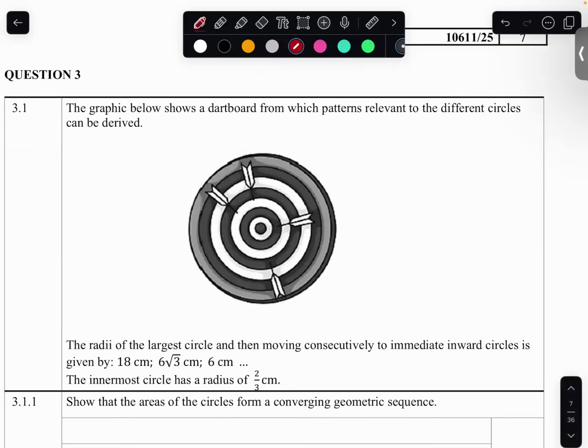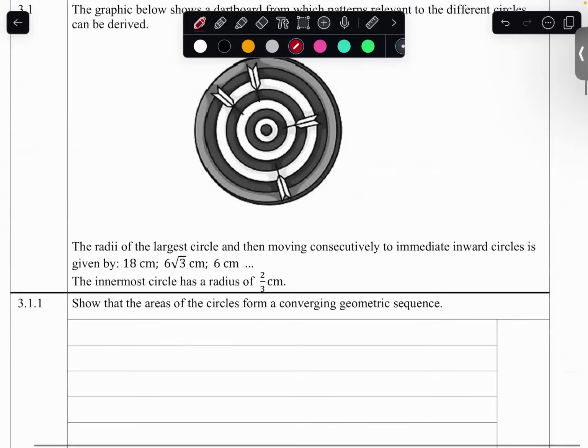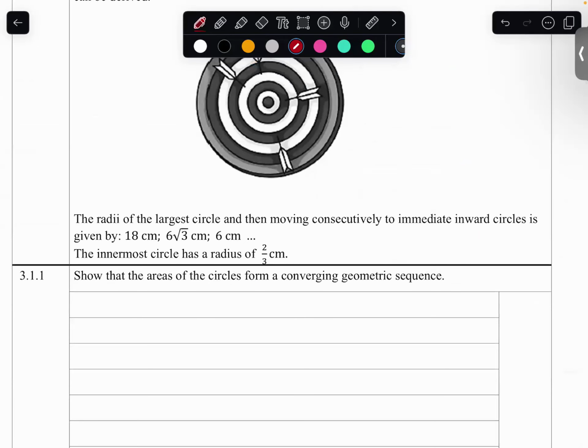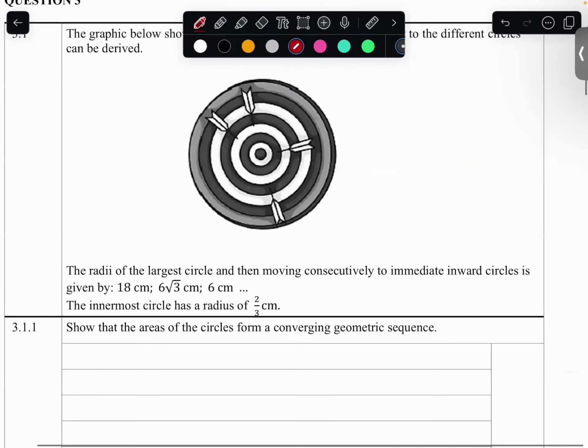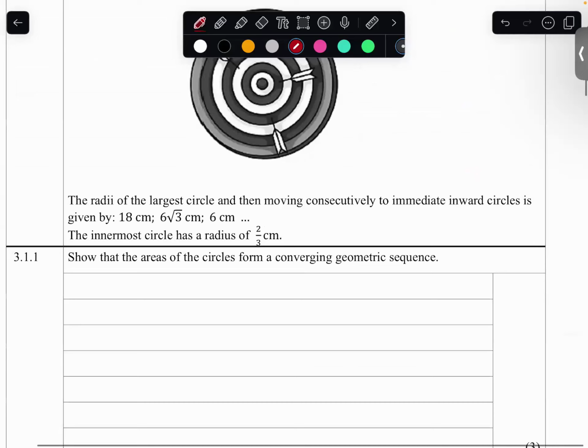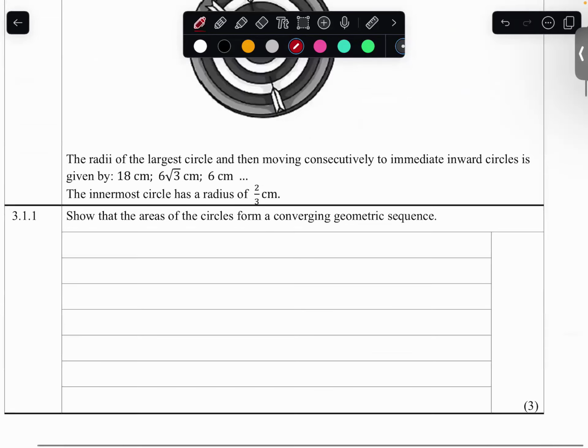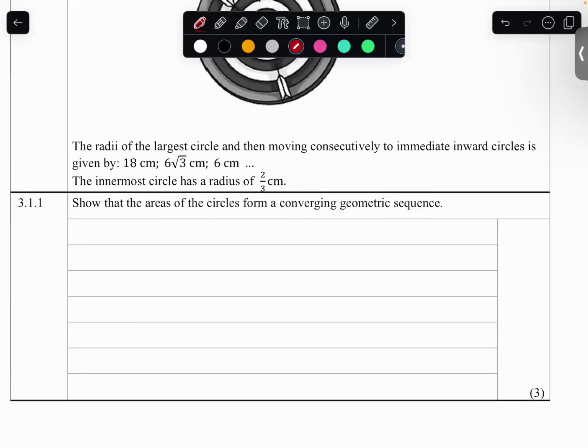The graphic below shows a dartboard from which patterns relevant to the different circles can be derived. The radii of the largest circle, and then moving consecutively to the immediate inward circles, is given by 18, 6 root 3, and 6 centimeters. The innermost circle has a radius of 2 over 3 centimeters. Show that the areas of the circles form a converging geometric sequence.